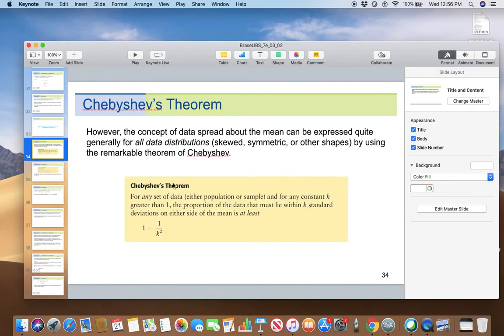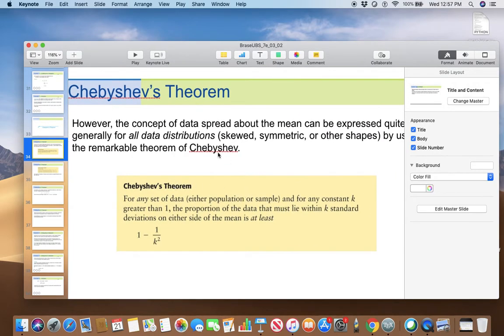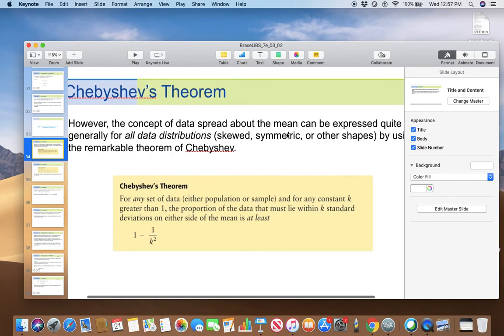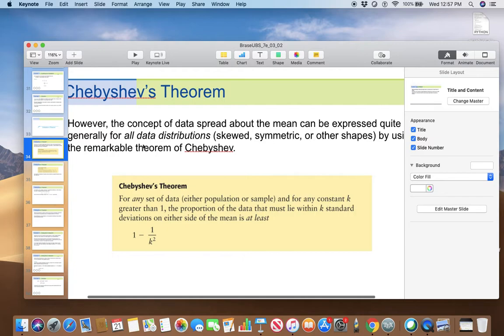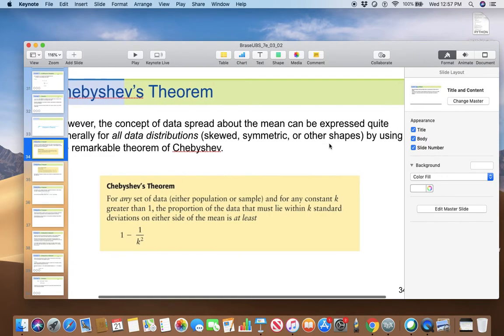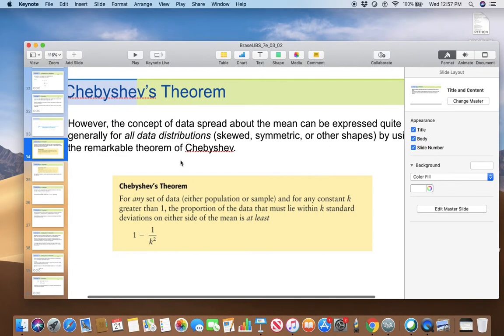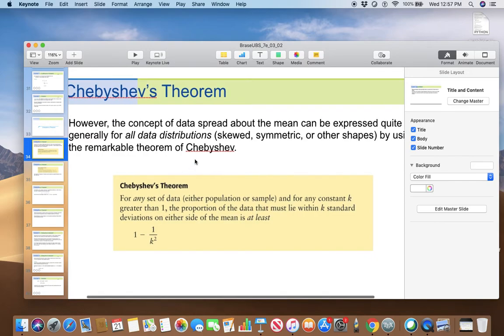Chebyshev's theorem states the following. Okay, before that, let's understand. The concept of data spread about the mean can be expressed quite generally for all data distributions, be it skewed, symmetric, or other types, by using the remarkable Chebyshev's theorem.